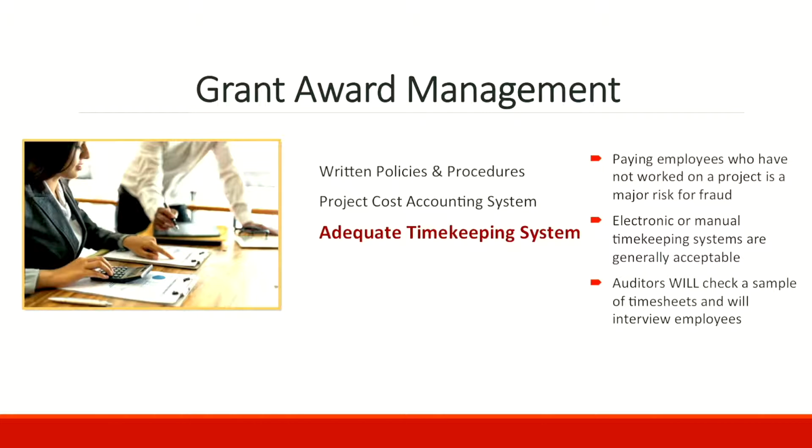Why? Because the number one way that we see fraud happening is when we get grant money and people do fraud, it's basically paying people with grant money and people are not actually working towards the grant. That's the number one way that people do fraud. Now, how can we prove that people are actually working towards the grant? It's because they're keeping track of their time somehow with an adequate timekeeping system.